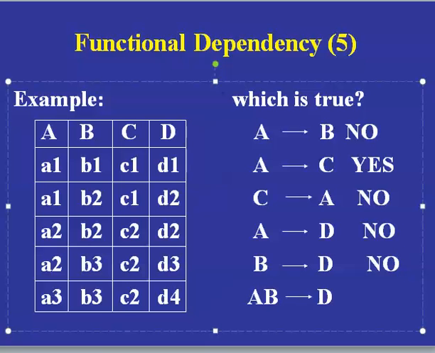And finally, A and B together. So A and B determines D. So here A1, B1. There is no other A1, B1. That's unique. A1, B2. That's unique. A2, B2 is unique. A2, B3 is unique. A3, B3 is unique. So yeah, the answer is yes. Okay, so on the next tutorial, we will check how we identify functional dependencies. Thank you.